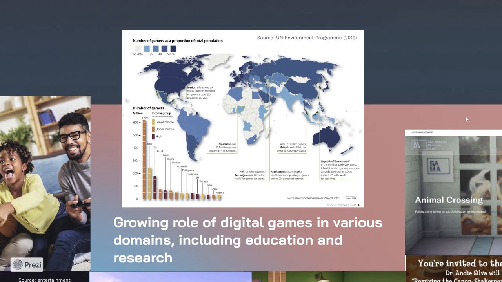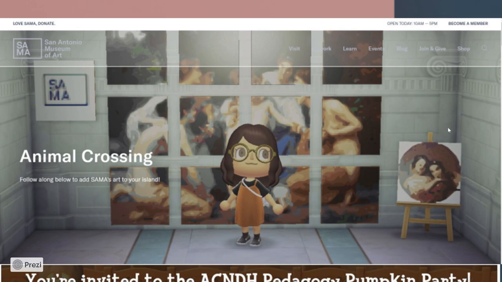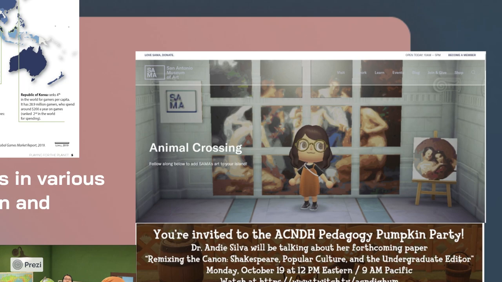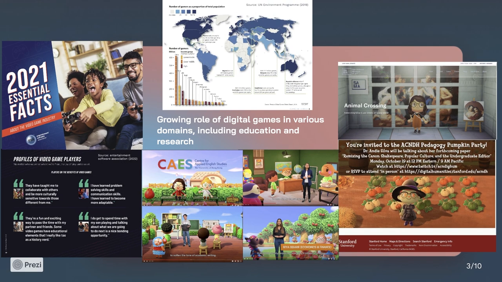How do different institutions use computer games? We have the San Antonio Museum of Art using Animal Crossing to promote their art pieces. We also have Stanford University using Animal Crossing to bring in virtual speakers. If you like the metaverse, renowned speakers play in the game and give speeches, not like me and you doing it face to face now, but using avatars to represent themselves. The audience can then interact on the island, do whatever they want, cheer, and use emotes.